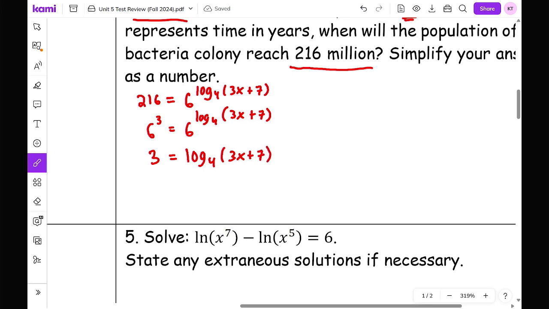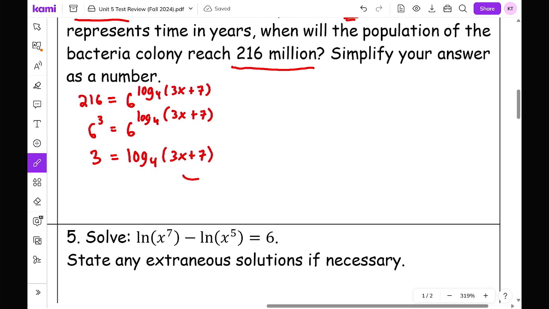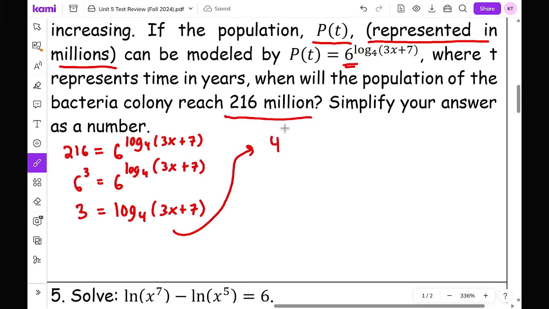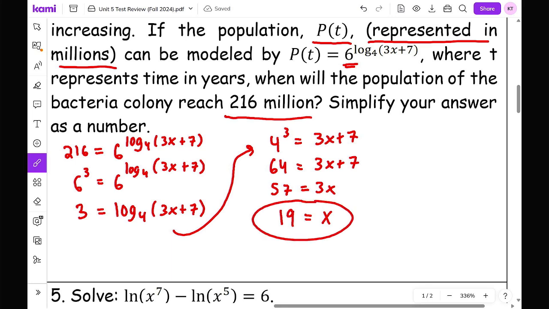And now I'm essentially just going to solve this by converting this to an exponential. When I convert that, it's going to be 4 to the power of 3 is equal to 3x plus 7. 4 to the power of 3 is equal to 64. So 64 is equal to 3x plus 7. I subtract 7 from both sides, so 57 is going to equal 3x. Divide both sides by 3. So in the end, x is going to equal 19. So our final answer is it will take 19 years.